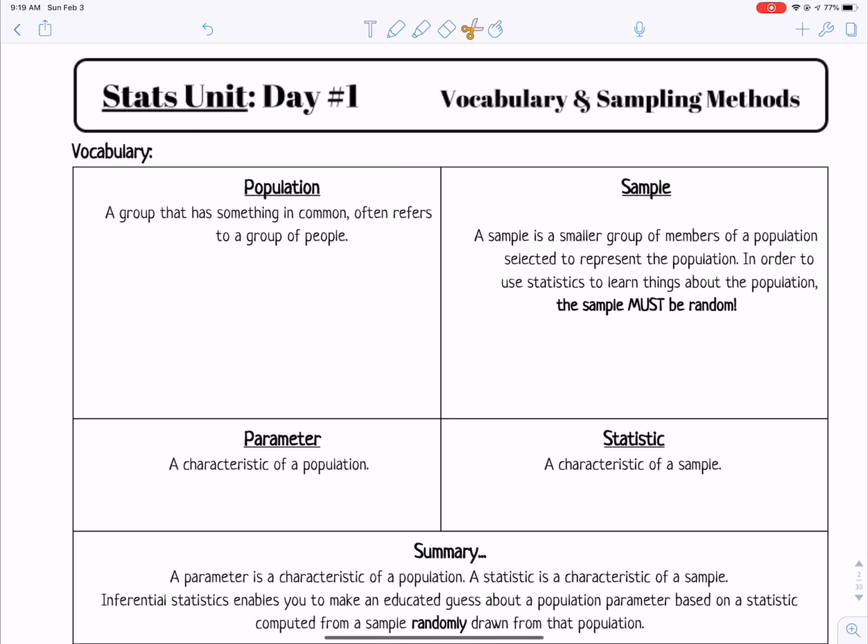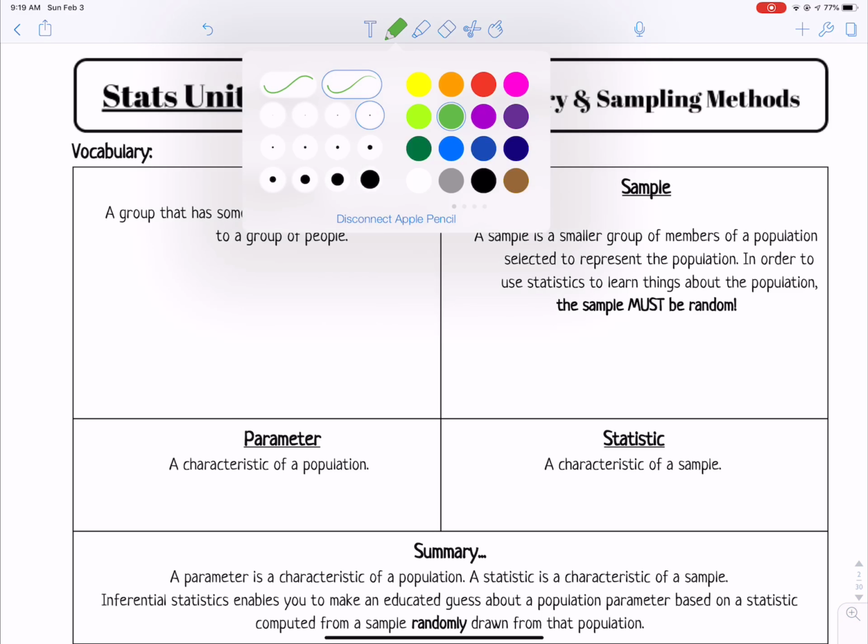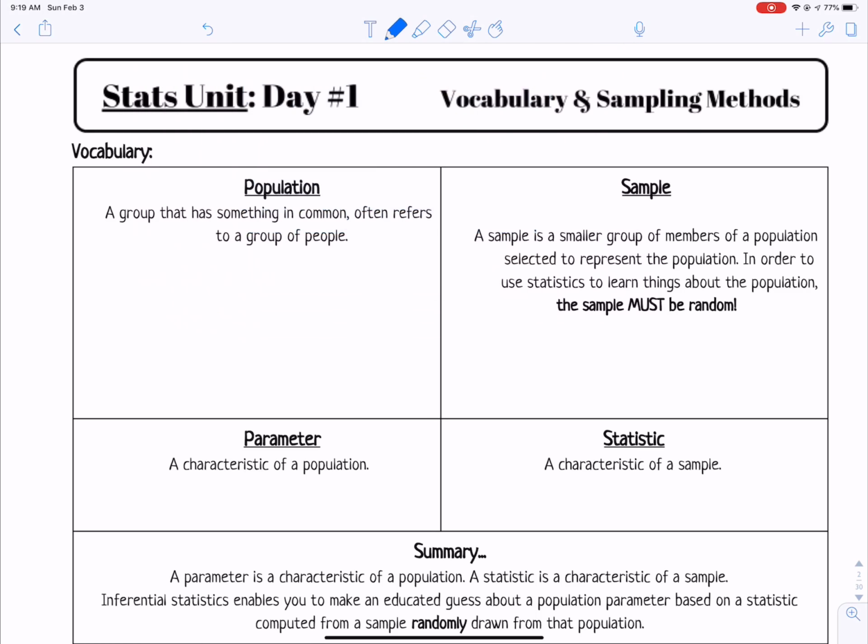In this video, we're going to talk about some important stats vocabulary. We have the words population, sample, parameter, and statistic. So a population is a group that has something in common, and it often refers to a group of people. A sample is a smaller group of members of a population selected to represent the population. In order to use statistics to learn things about the population, the sample must be random.